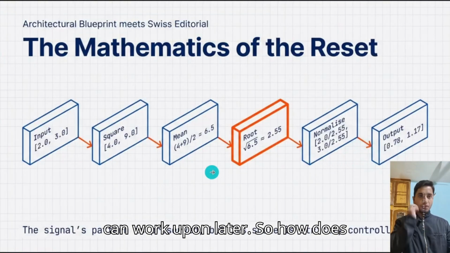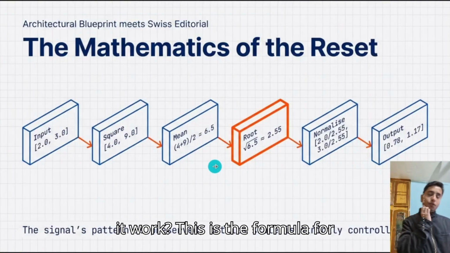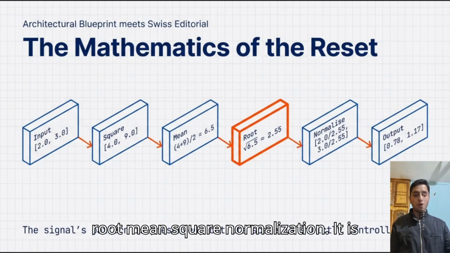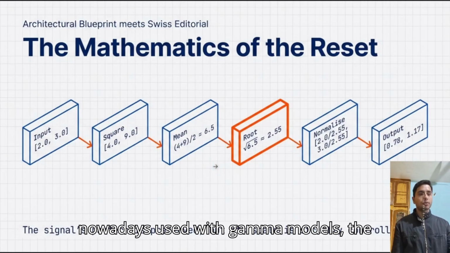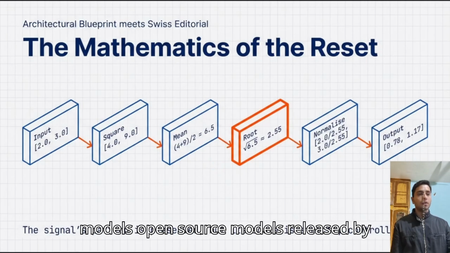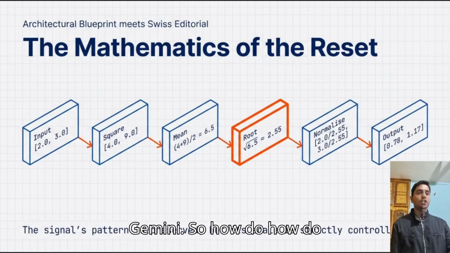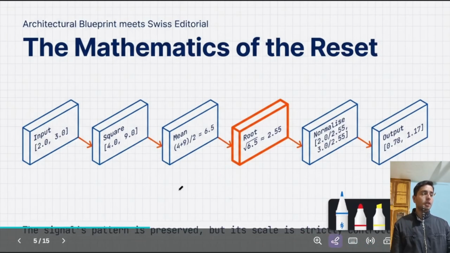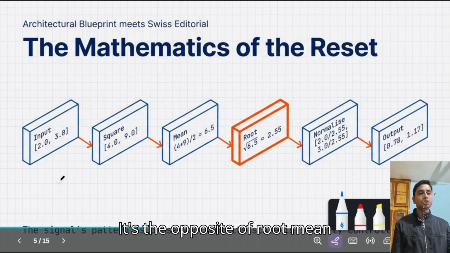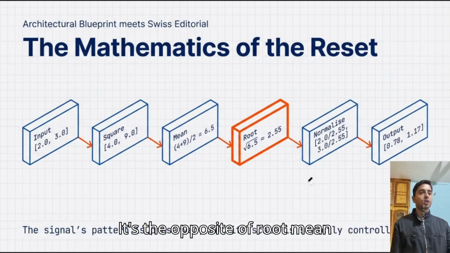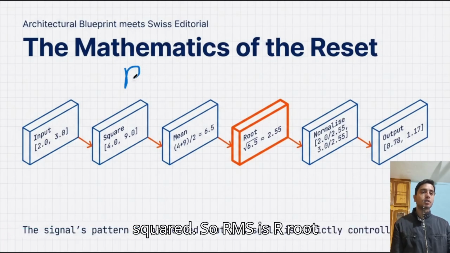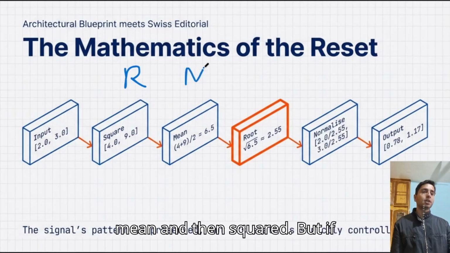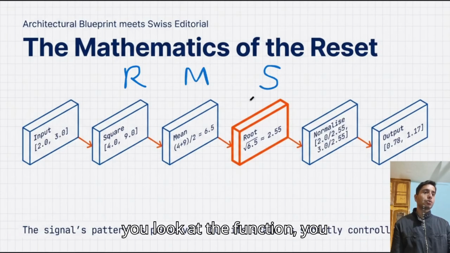So how does it work? This is the formula for root mean square normalization. It is nowadays used with Gemma models, the open source models released by Gemini. So how do they work? It's the opposite of root mean square. So RMS is root, mean, and then square.